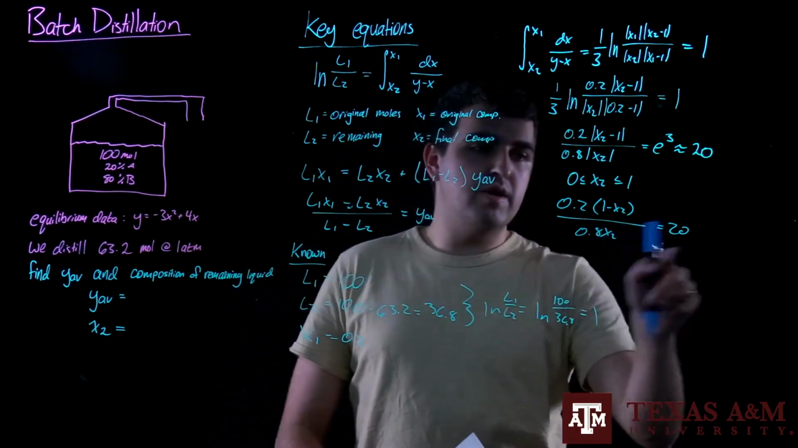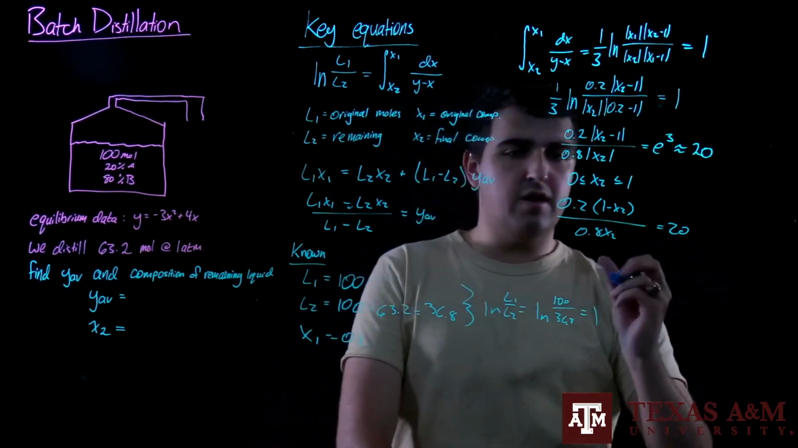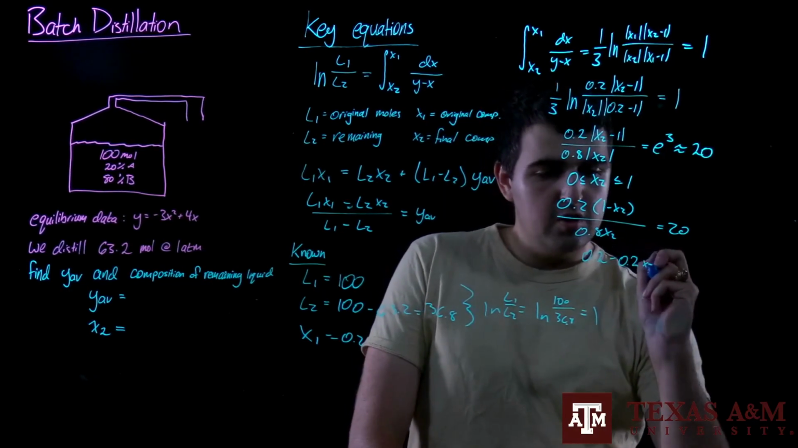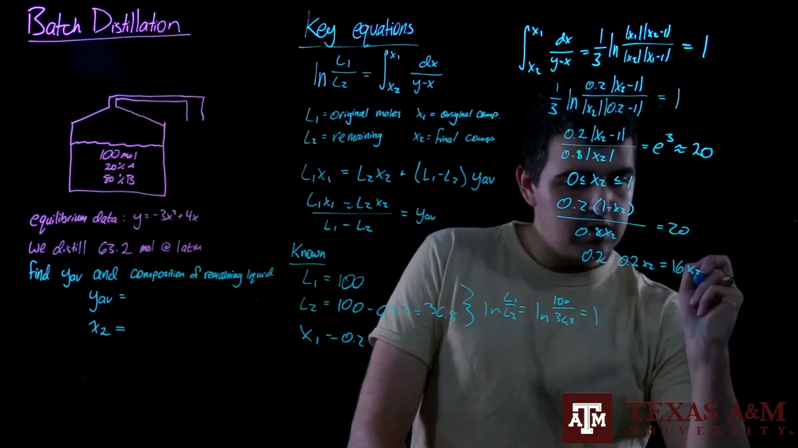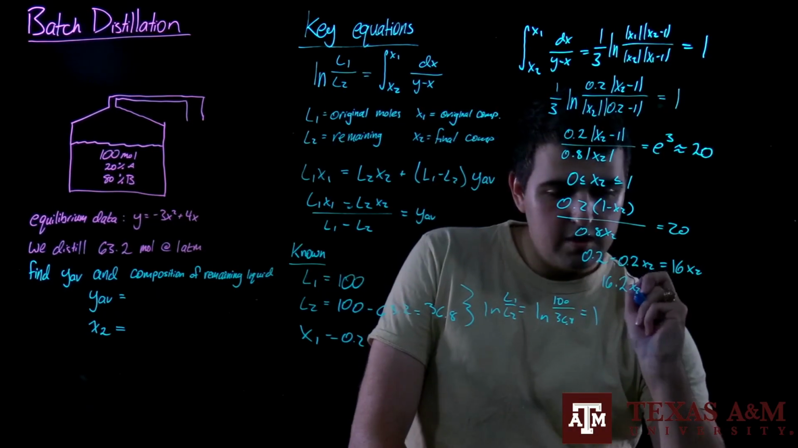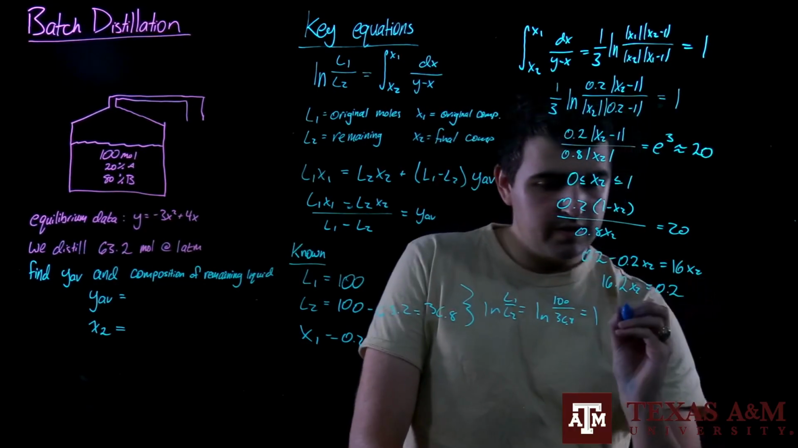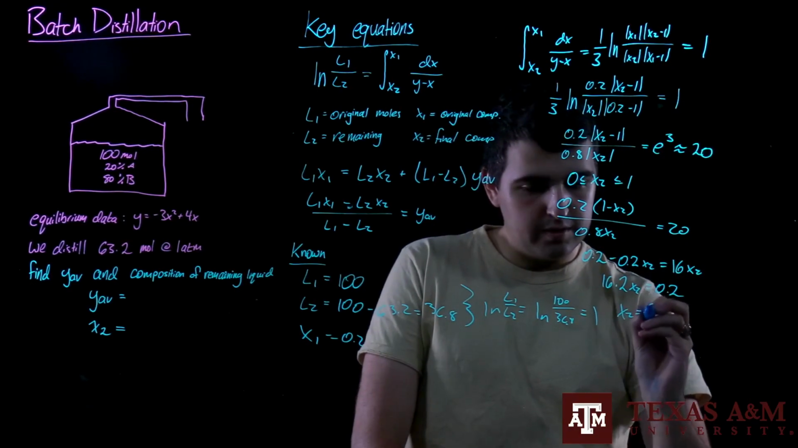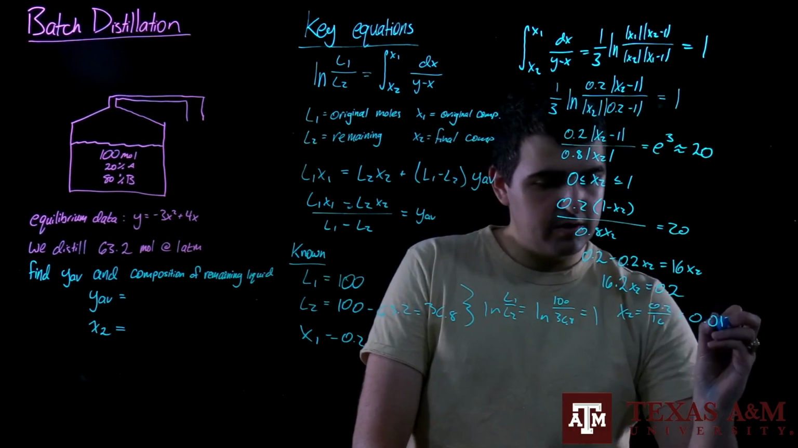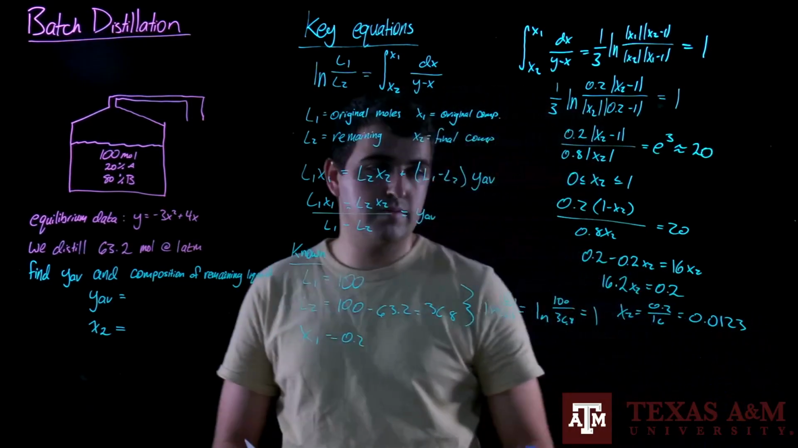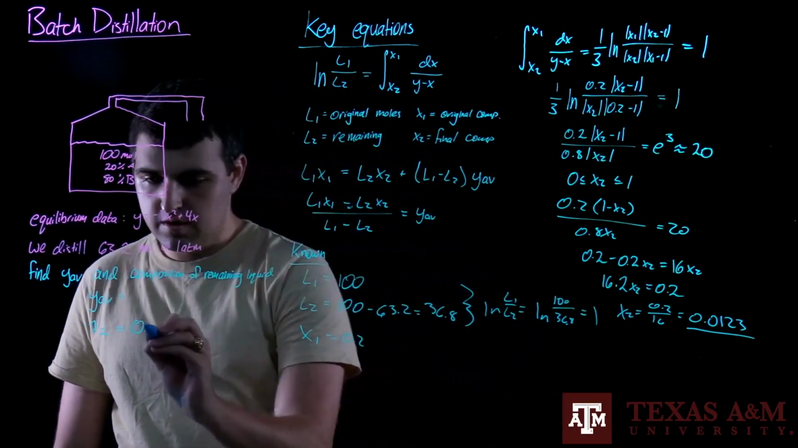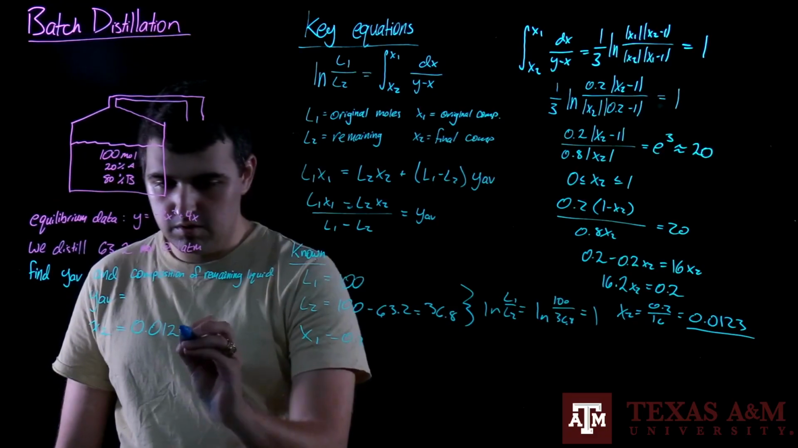Once we have that, we can multiply by the denominator, collect our terms, so we get 0.2 minus 0.2 x2 equals 16 x2. This gives us 16.2 x2 equals 0.2, gives us x2 equals 0.2 over 16, which is 0.0123. Now that we have that, we can go ahead and fill in this blank.